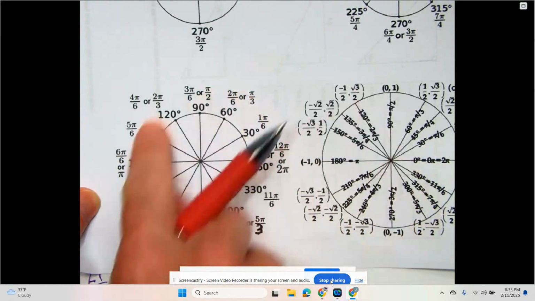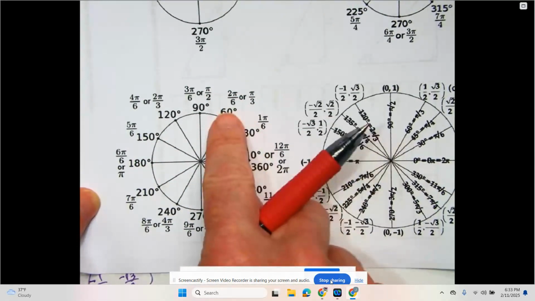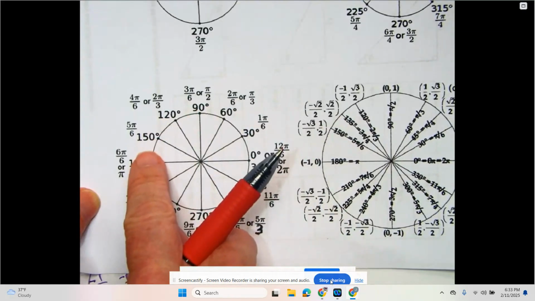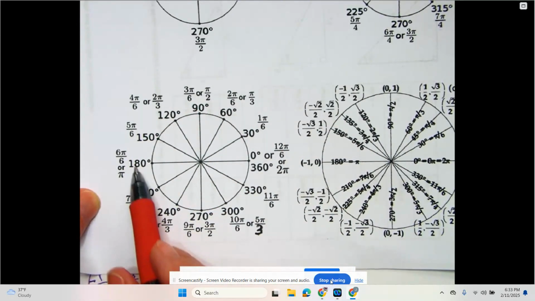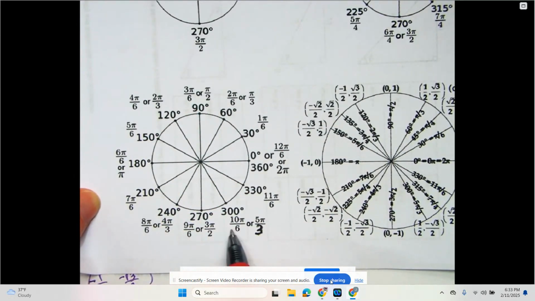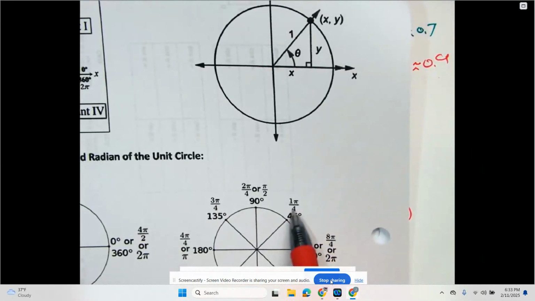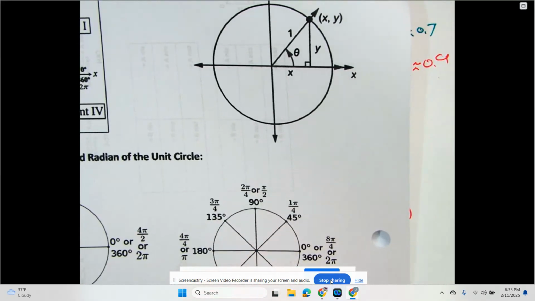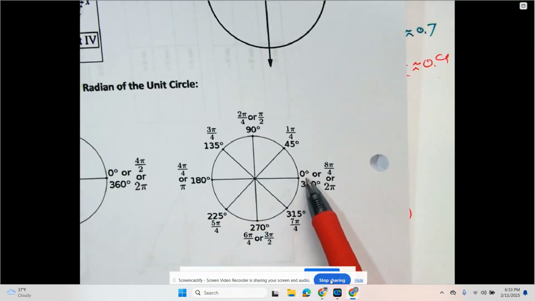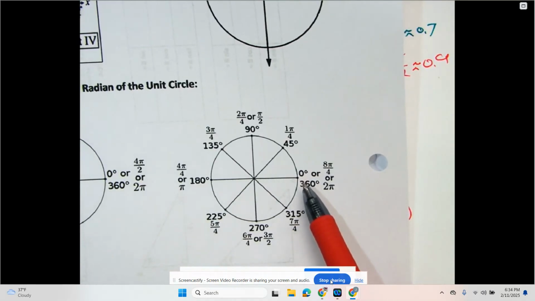So when you're going by 30 degrees, you're going 1/6, 2/6, 3/6, 4/6, 5/6, 6/6, 7/6, 8/6, 9/6, 10/6, 11/6, and 12/6. Then you're just reducing if it'll reduce. If you're going by 45, 1/4, 2/4, 3/4, 4/4, 5/4, 6/4, 7/4, 8/4. And then you're just reducing them if they will reduce.